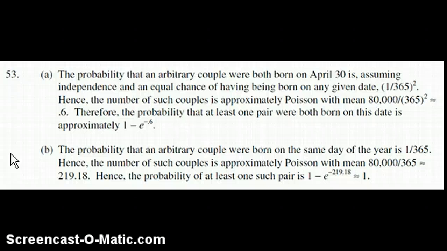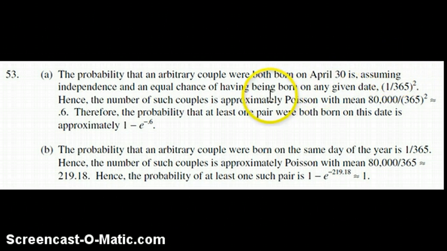Well, if you think about what's the chance that a given person is born on April 30th, and again, this is assuming equal chance of having been born on any given date, which is slightly off, but it's a fair assumption. So that'd be 1 out of 365. The chance that that person's spouse would also be April 30th is 1 over 365. So 1 over 365 times 1 over 365 would give us 1 over 365 squared.